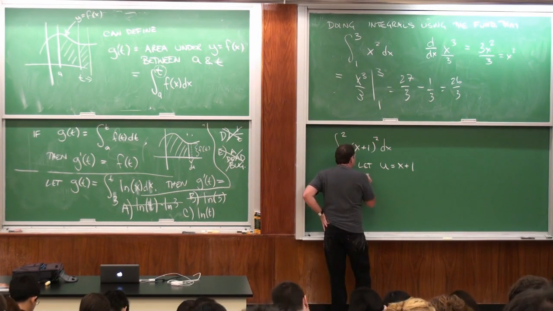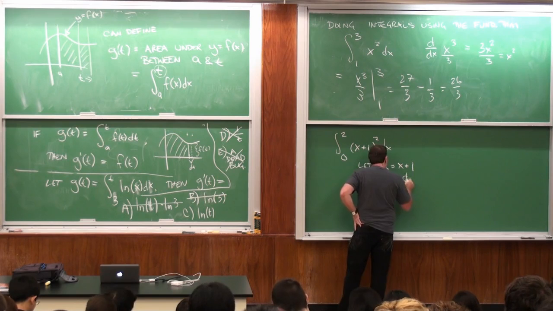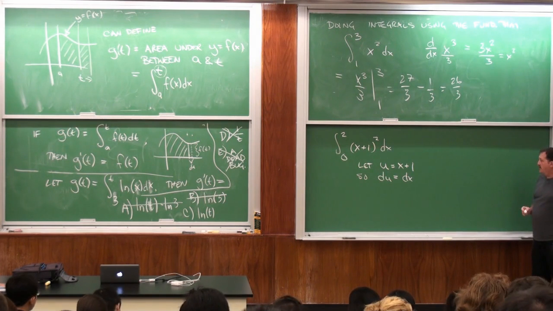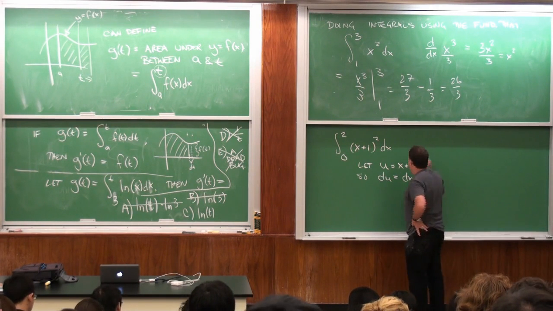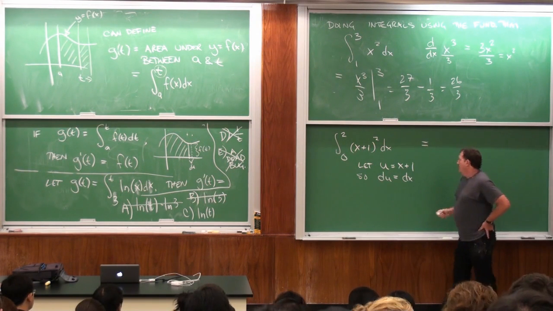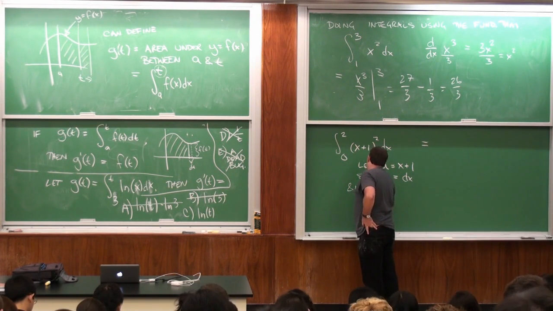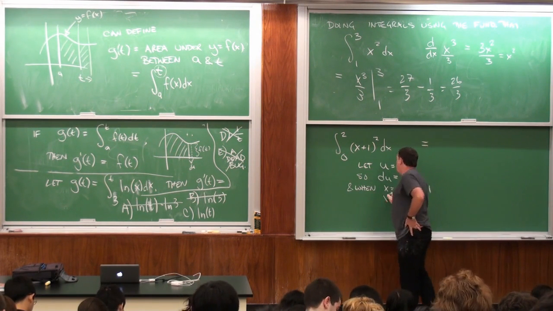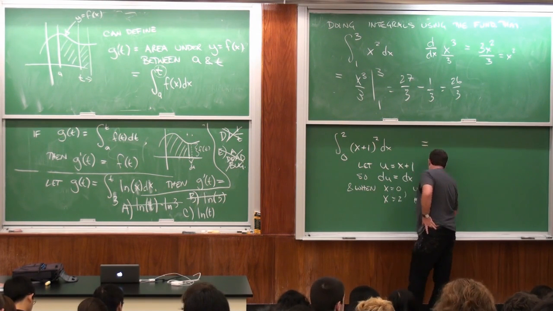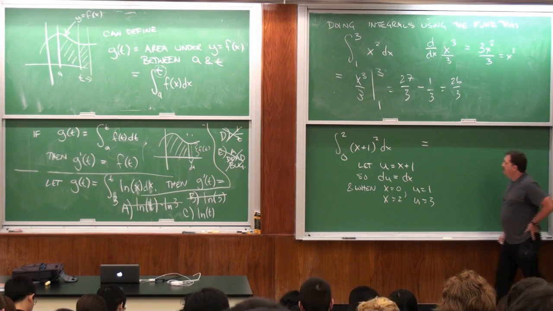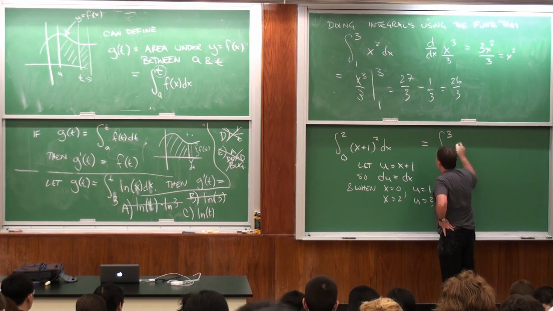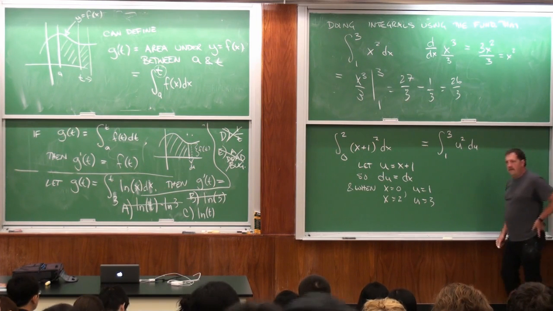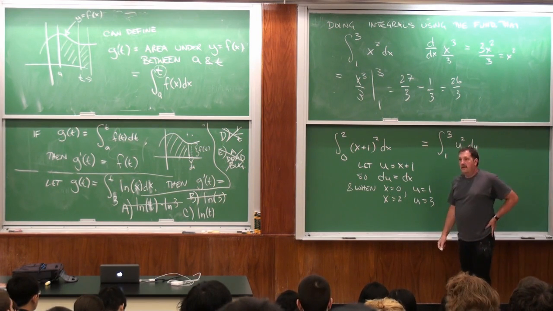And then the differential here: when I change x a little bit, u changes by the same amount. And so that means that this becomes du, and so also, when x is 0, u is 1, and when x is 2, u is 3. So in terms of u, this becomes the integral I just did, from 1 to 3.